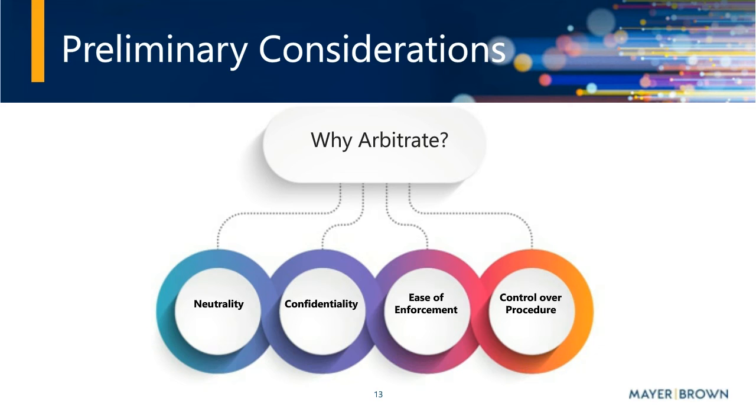And the last factor noted on this slide, control over procedure. Arbitration affords parties the ability to choose, either in advance in the dispute clause or when a dispute arises, either by agreement of the parties or via the discretion of the tribunal, the procedural rules that are to apply. Most arbitral procedural rules are more efficient than traditional court rules.